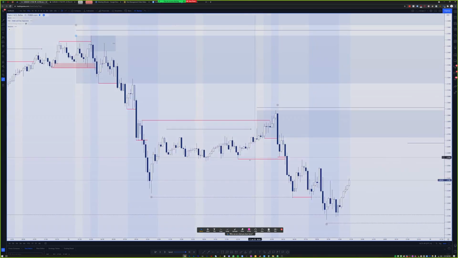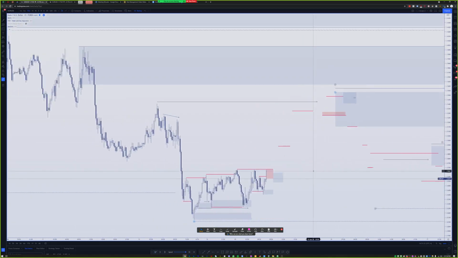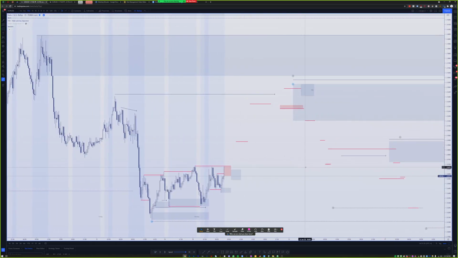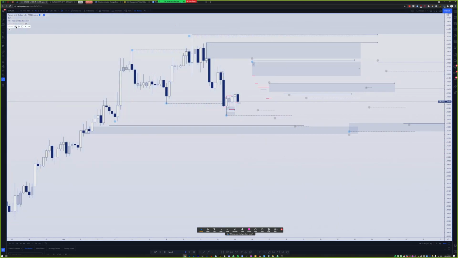So where was it here? So I'll pull back all the way to here, and I'll actually delete these so that we can practice it, okay? So 4-hour. Again, just using candlestick structure. Let me turn off the session tool because it's pretty ugly.